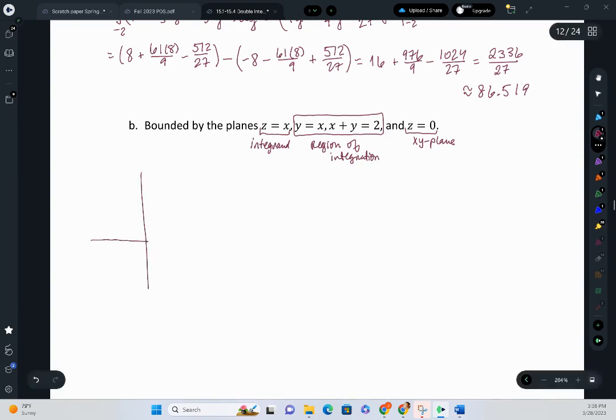I have an xy axis. And if I draw the line y equals x on here, I get this line. And then I'm going to put in the line x plus y equals 2. That one has intercepts at (0, 2) and (2, 0). So I can go ahead and draw that line. So this is x plus y equals 2, and the other one is y equals x.